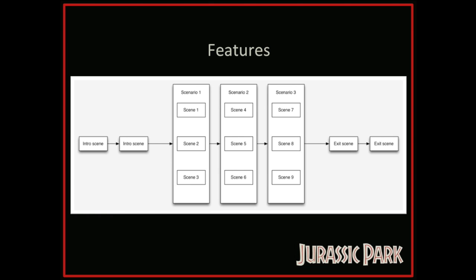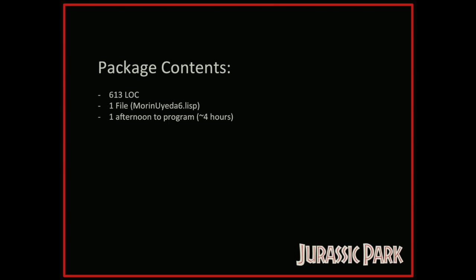Alright, so the code's pretty simple. It's only 600 lines of code, and it's in one file. And it took only about 4 hours to program. However, Jurassic Park has this whole thing about chaos theory, and if one thing goes wrong, then everything falls apart. That's sort of like Lisp too.